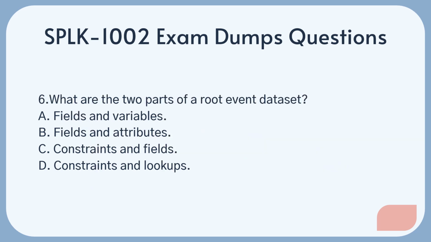6. What are the two parts of a root event dataset? A. Fields and variables. B. Fields and attributes. C. Constraints and fields. D. Constraints and lookups.